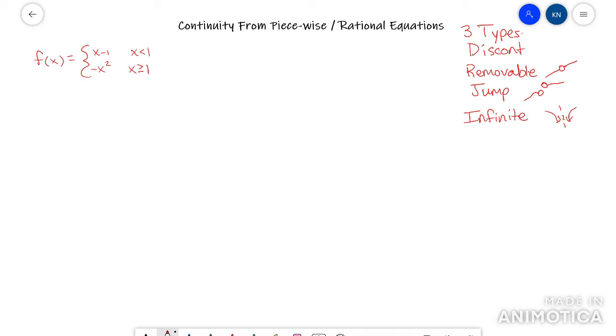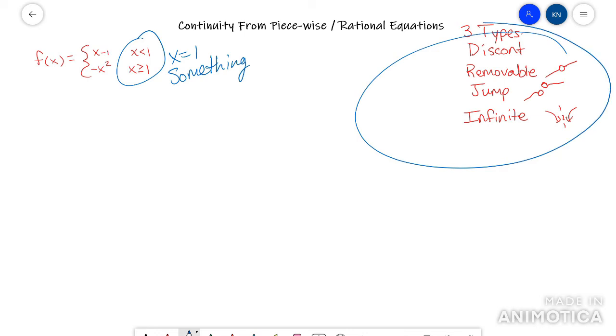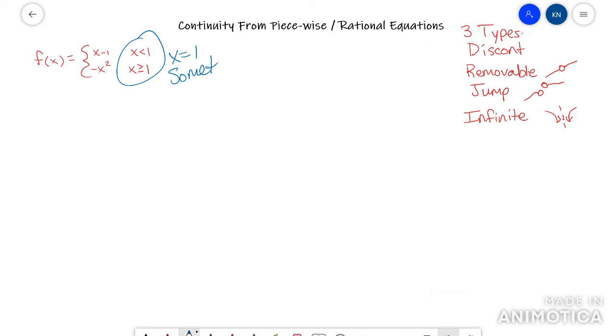But let's look at this first problem here. When you approach a piecewise function, the first thing you need to do is look at where your breaks are. At x equals 1, something's happening. So I need to figure out what is possibly happening. It could also be continuous. I just have to kind of find out for myself. So when you approach a piecewise function, the first thing I like to do is plug in the number where this thing is happening into both of these equations.